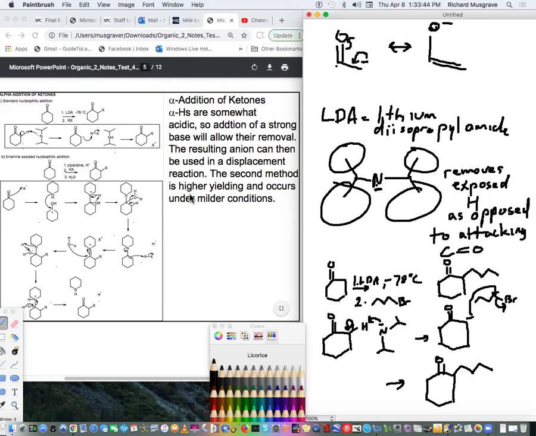I always like the name piperidine. I think it sounds good. If I had a dog, I'd call it piperidine. I don't know how other people feel about it. Anyways, does anybody have any questions about that?